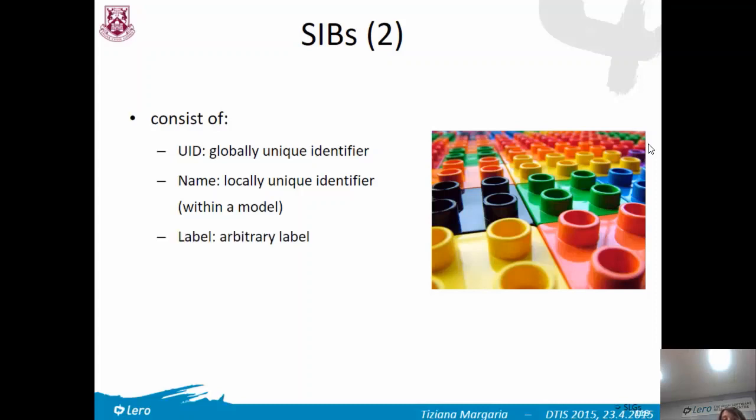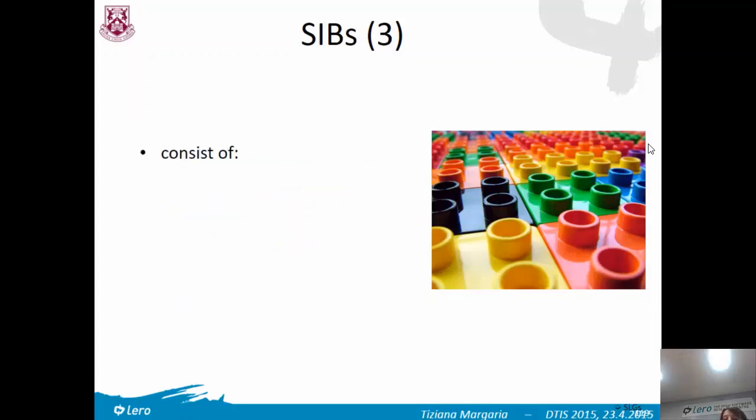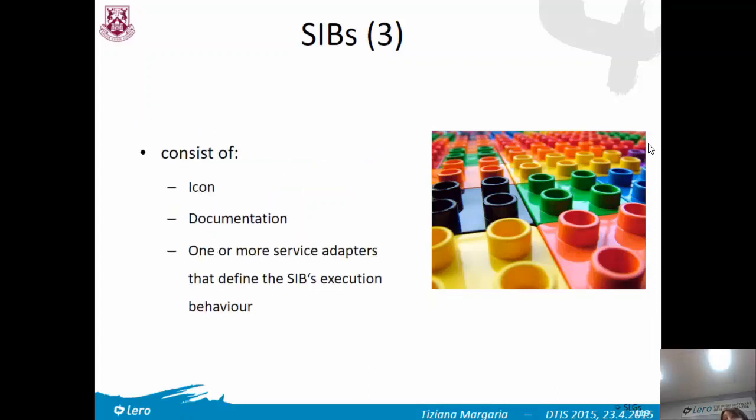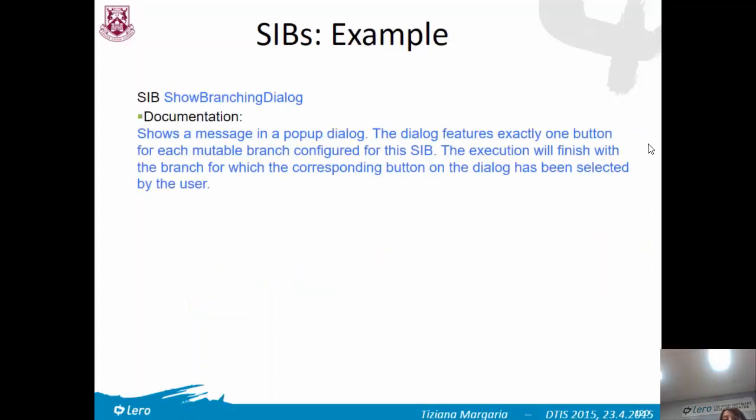So there is a guideline for this, with labels, with parameters, with branches, with these kinds of things, fixed and mutable. That's a different story. The important thing is that they used to have an icon that you could change, so you could change the look and feel of everything, because what is important is not the way it looks, but the code and the characterization, so to say, at the interface. For instance, the show branching dialog would have had the text, which was this documentation. It shows a message in a pop-up dialog, and it features exactly one button for each branch configured during the Sibs, and so on.